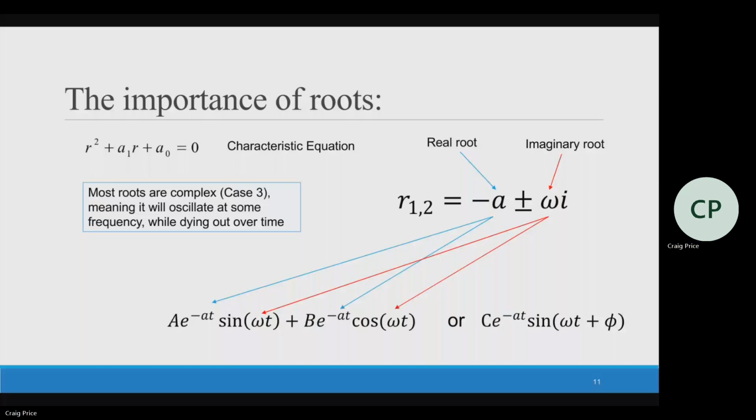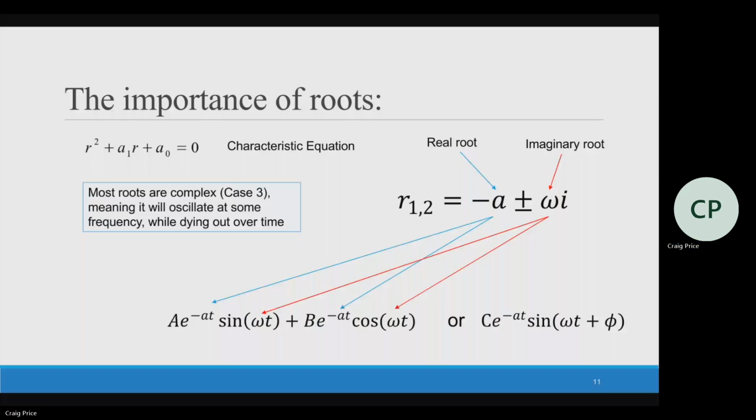If I don't have an omega, there's no sine or cosine, so I just have kind of a first order looking system, just e to the negative something t. It's dying out over time. If I just had omega, this goes away, so my output is just going to be a sinusoid, basically. So it's all dependent on the roots. That's what we'll cover today.